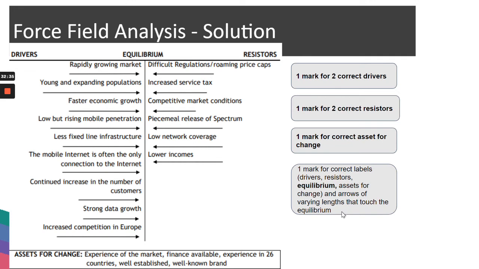Then you receive your final mark for correct labels, so drivers, resistors, your equilibrium, and assets for change. Never forget your assets for change. People tend to only focus on these 3 labels. You need the asset for change label in there in order to gain full marks. In order to gain this mark, you also need arrows of varying lengths, to represent the strengths of drivers and resistors, and making sure the arrows touch the equilibrium.